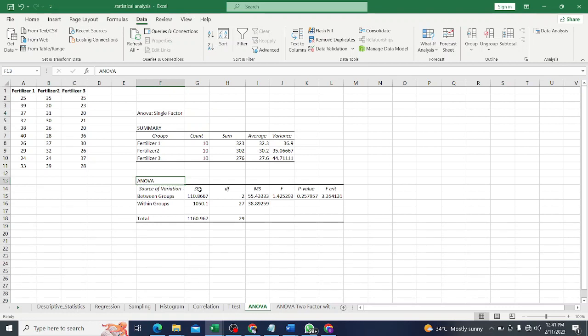ANOVA, this is the ANOVA table, and basically what we need is the F statistic, the p-value, and the F critical. Like I told you, the F critical is the table value gotten from the statistical table. So there are two ways to make a decision to determine if there's a significant difference in the mean of these three fertilizers or not. So how do we determine that?